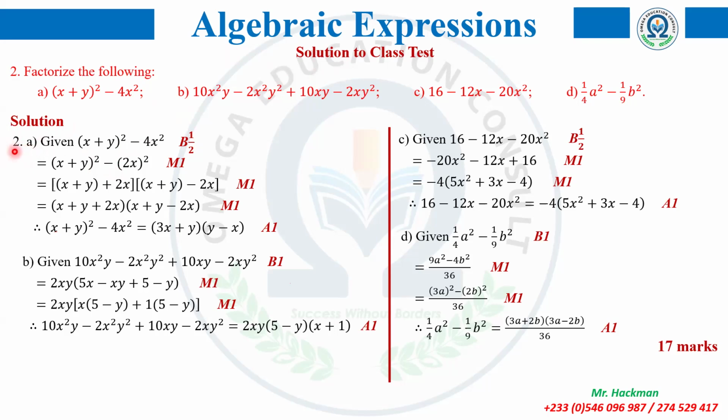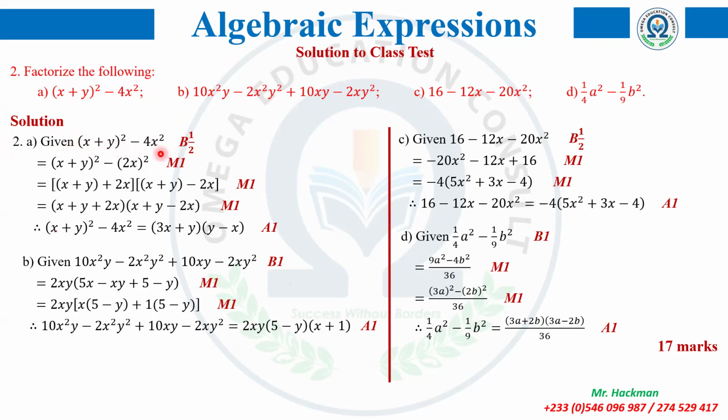Okay, so the major question number is 2, the minor question number is a. Given this, or someone can write "therefore". Okay, so what do we have here? Given this, you extract. As for the extraction for this one, we have that will be equal to, obviously you can see a quantity squared minus a quantity squared.